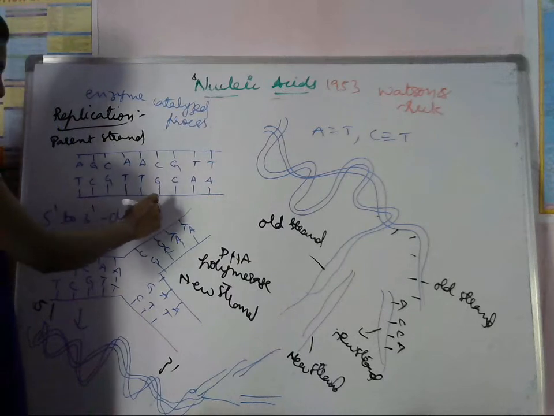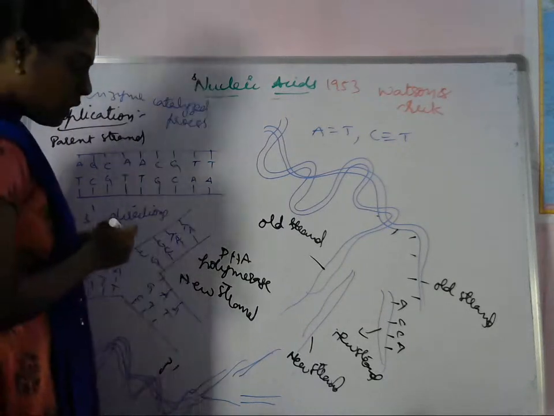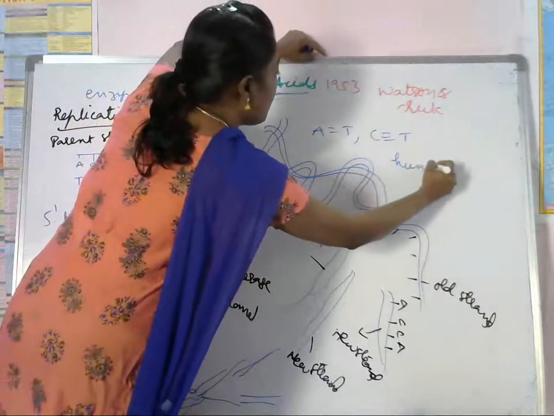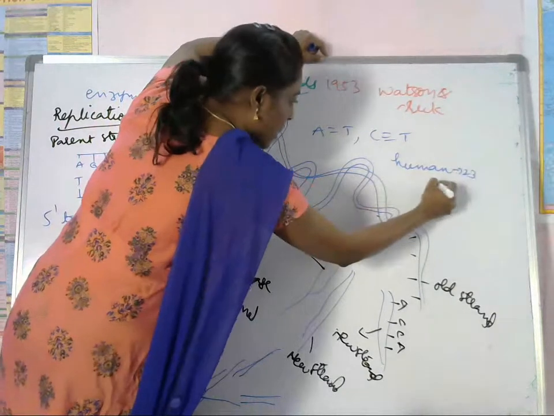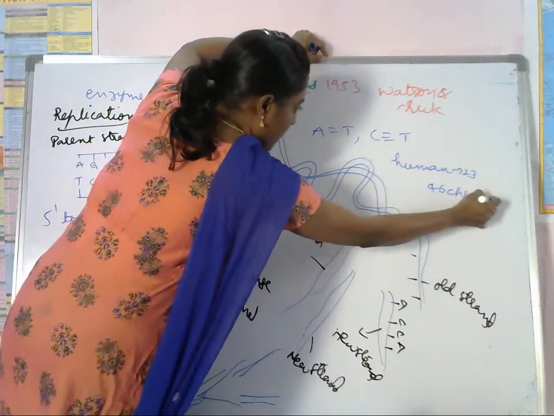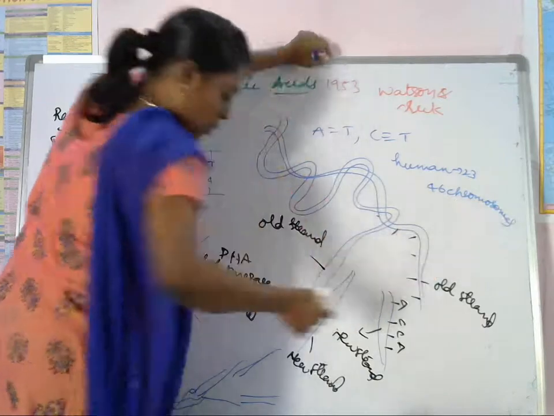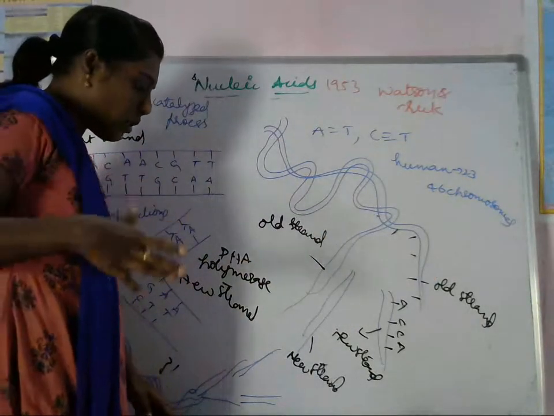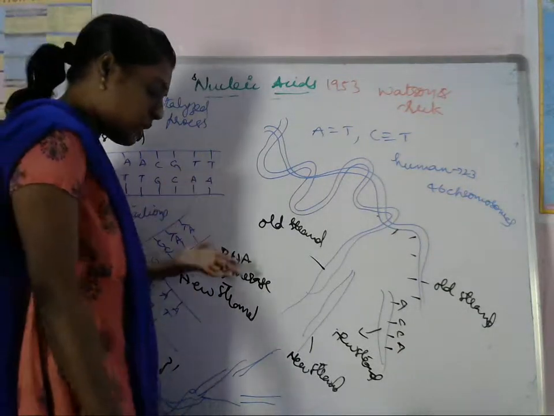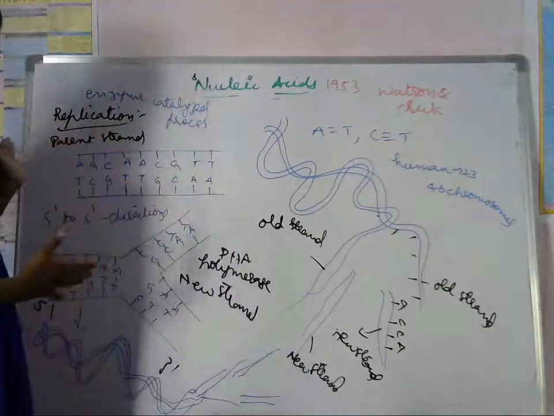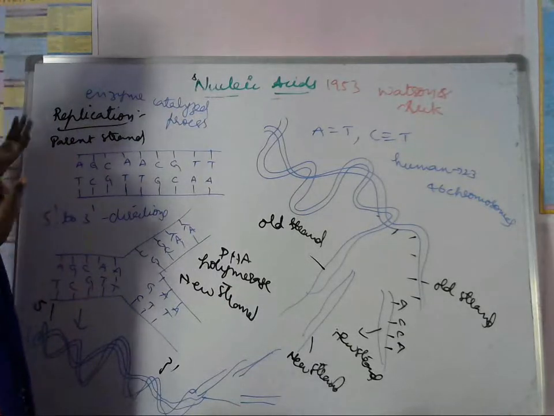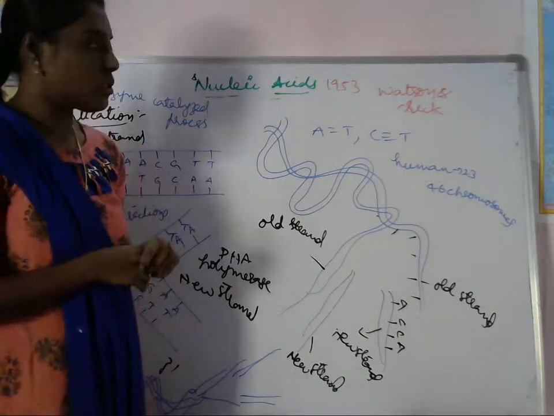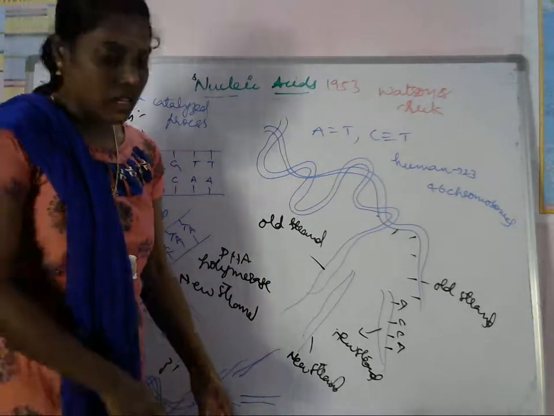5' to 3' directions. Our human cell contains how many pairs? 23 pairs, which means 46 chromosomes. This genetic information is passed from generation to generation. This is important. The sequence is faithfully copied during replication. That's why DNA isolated from the same species will have the same percentage of nitrogen bases. So this is about the replication process.